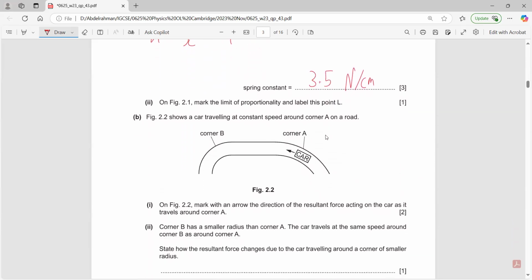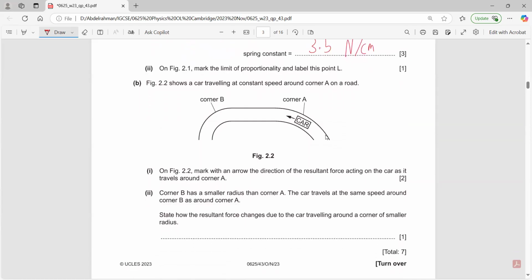Figure 2.2 shows a car traveling at a constant speed around corner A on a road. On figure 2.2, mark with an arrow the direction of the resultant force acting on the car. If you're moving in a circular motion, the force would be towards the center of the rotation, perpendicular to the motion. It would be in this direction. This is the force acting on the car. We call this the centripetal force.